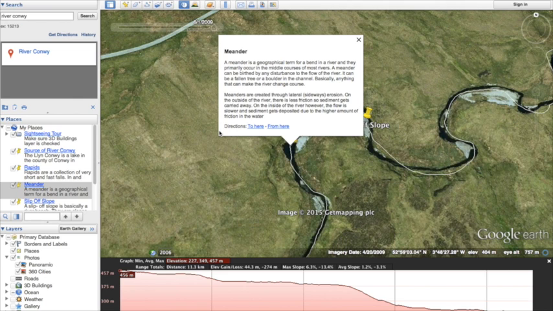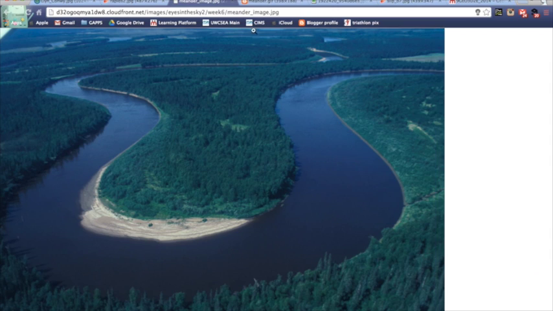On the outside of the river bank, there is less friction, so sediment gets carried away. On the inside of the river bank, however, the flow is slower and the sediment gets deposited, which means placed, due to the higher amount of friction in the water.